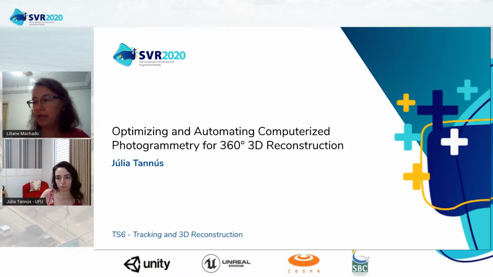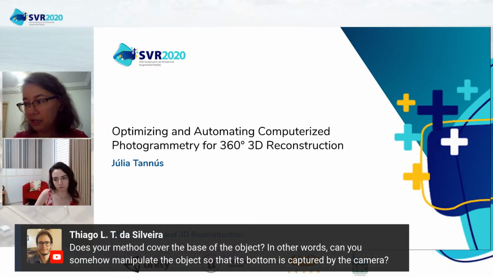Okay. We have a question from Tiago Silveira. He's asking, does your method cover the base of the object? In other words, can you somehow manipulate the objects so that its bottom is captured by the camera?